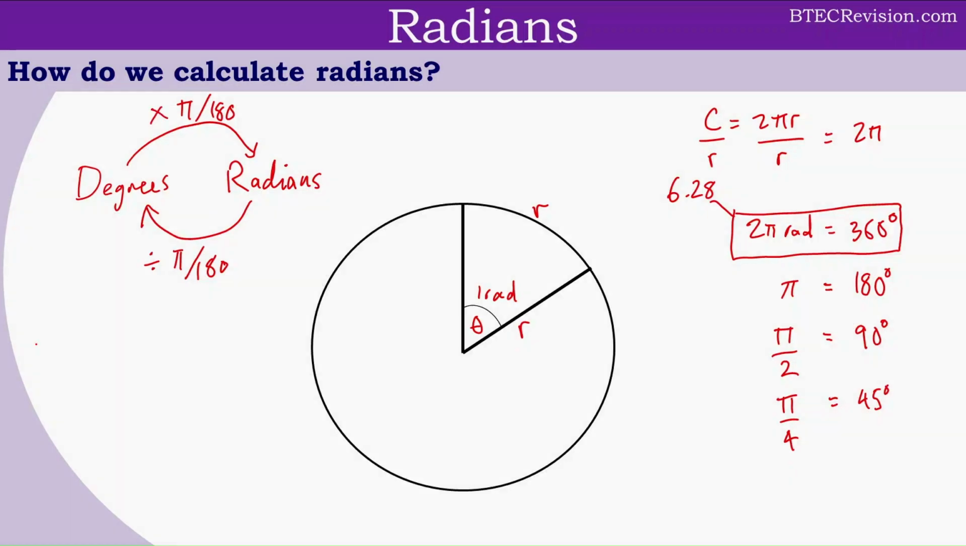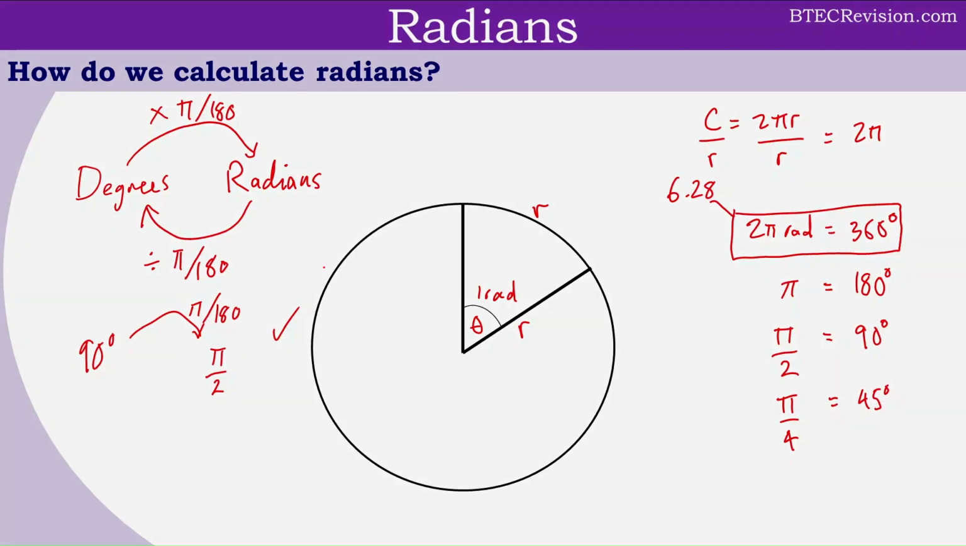Let's take a known example. For example, let's take 90 degrees. We know that's pi over 2. So if we do the conversion, we'll multiply by pi over 180 degrees. And in the calculator, that will give us pi over 2. So we know this is correct.